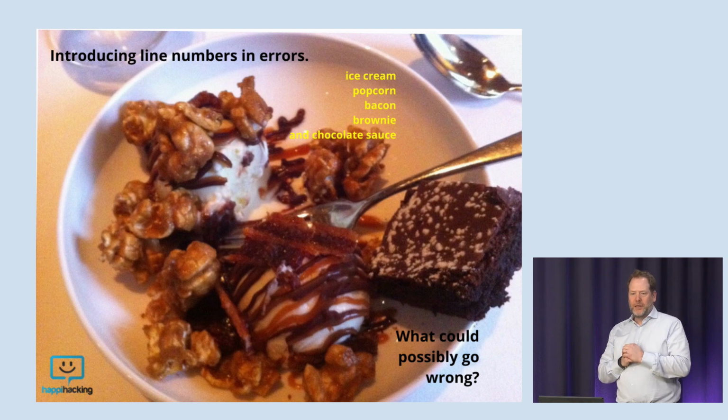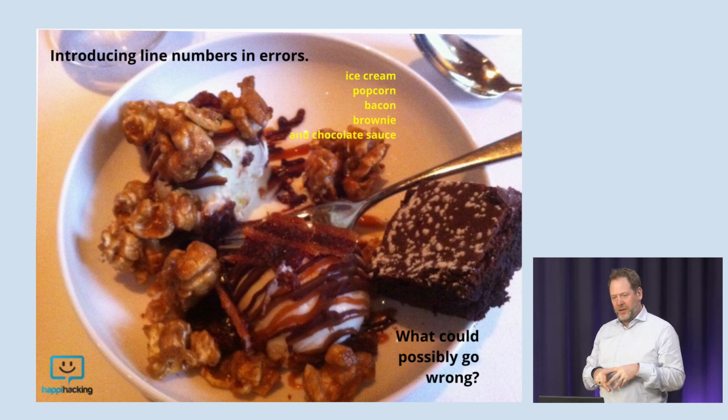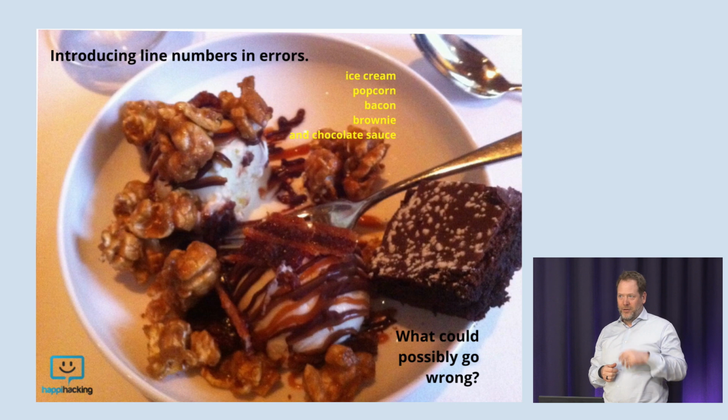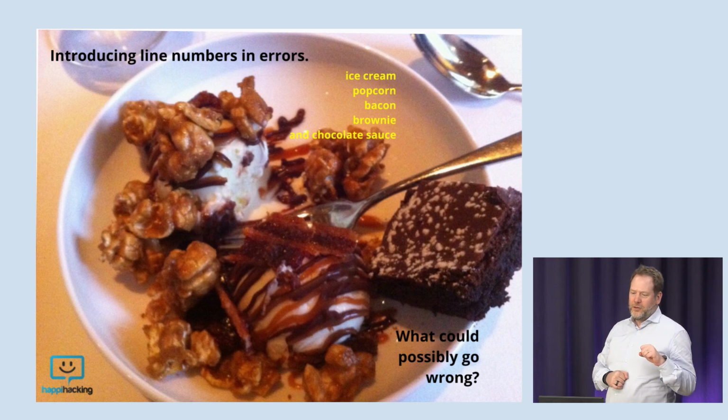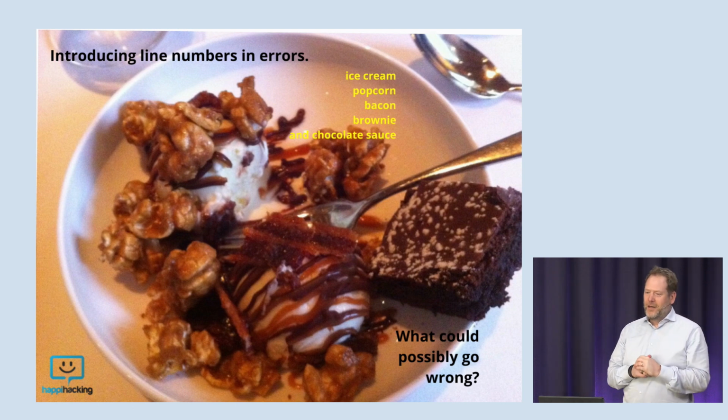So one time OTP, the organization unit that's making Erlang, decided to introduce line numbers in errors. So there are runtime errors in Erlang, and they introduced line numbers. So what could possibly go wrong? This is like perfect. It's like everything: ice cream, popcorn, bacon, brownie, and chocolate sauce.